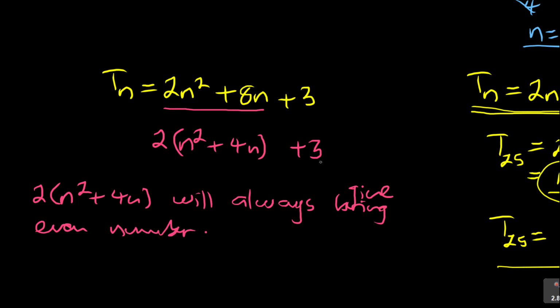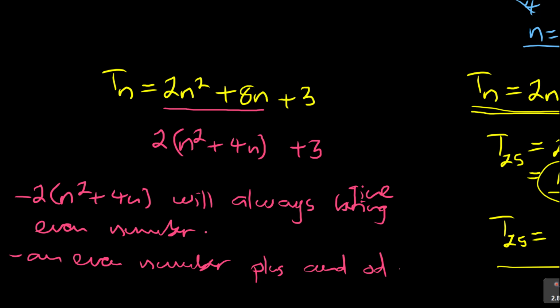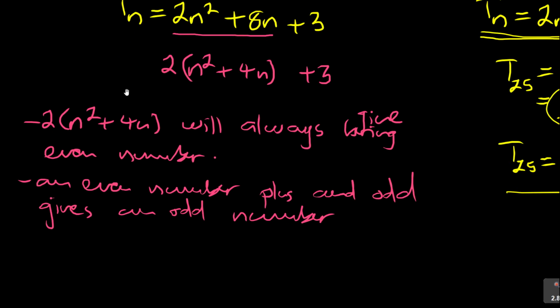Now look at that plus 3. Then you can say an even number plus an odd number. What is the odd number? 3 is an odd number. An even number plus an odd number gives an odd number, right? An even number and an odd number.